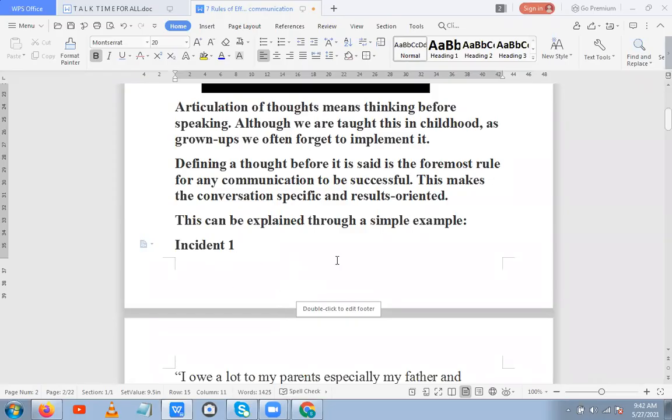So, defining a thought before it is said is the foremost rule for any communication to be successful. This makes the conversation specific and result oriented. So if you want good results, you have to be very particular about what you are speaking. Is it a well thought, well defined thought, or are you on your whims? Whims means whatever you want to, you're out with it. WHIMS, whims.